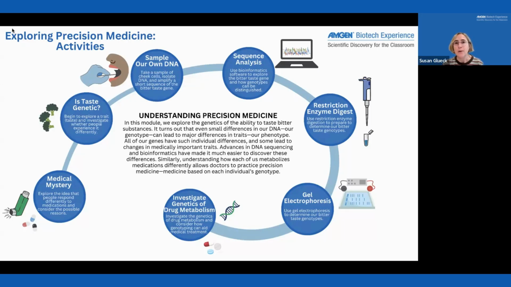In Chapter 5, students will return to the bench where they're going to be carrying out a restriction enzyme digest of some DNA that they amplified. And in Chapter 6, they will get to visualize their own restriction digested PCR products. They will finish up in Chapter 7 by investigating the genetics of drug metabolism.